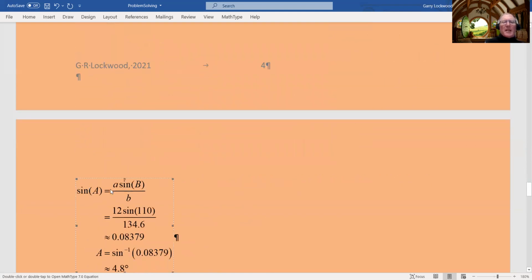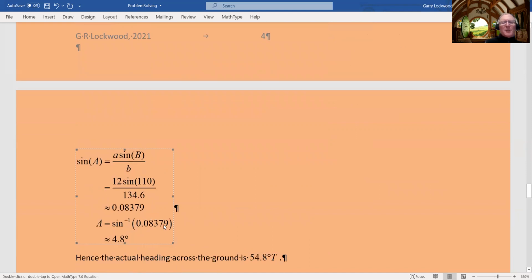And so we calculate sine A, that's a sine B on b, 12 sine 110 on 134.6, and I do the inverse sine of that. Again, don't write this down and clear your calculator and then put it in again and do the inverse sine. That's ridiculous. It's terrible, not just ridiculous. And so that is around about 4.8. And so the actual heading across the ground is about 54.8 degrees true.